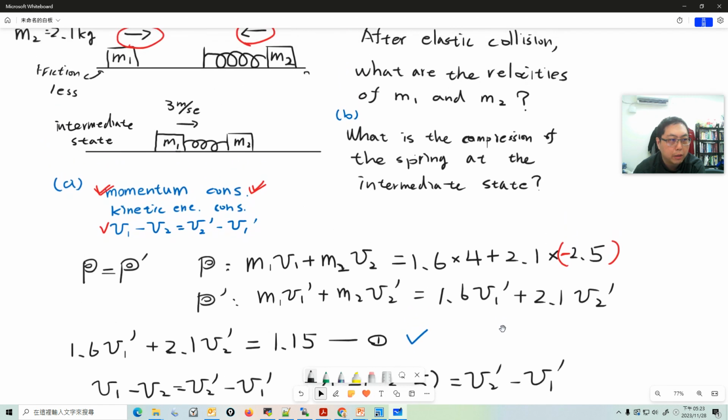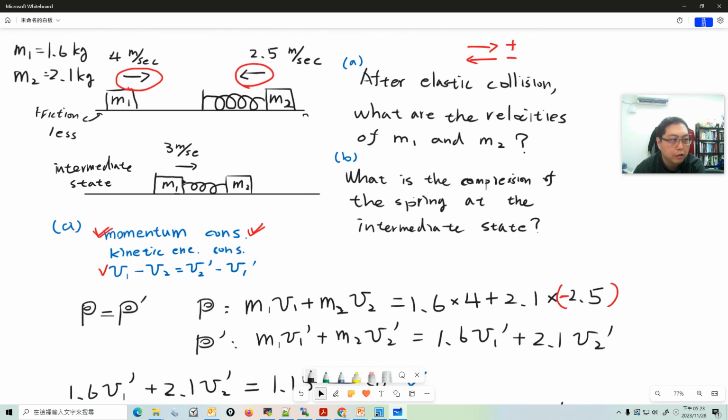Next problem: you want to calculate at an intermediate state, that is, during the collision. You want to find the compression value at a certain intermediate state, because when these two objects collide, the spring will compress. At a certain intermediate state, the velocity of m1 becomes 3 meters per second. At this particular intermediate state, what's the compression value of the spring?